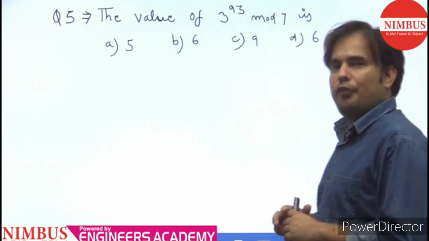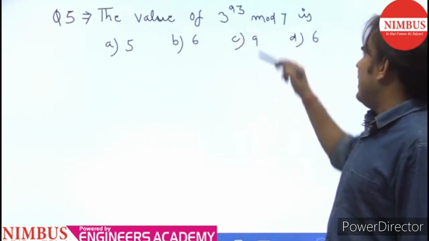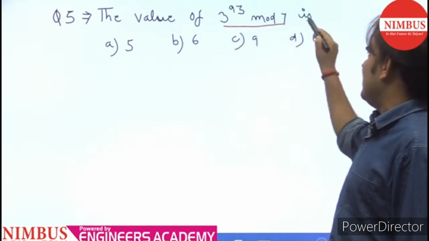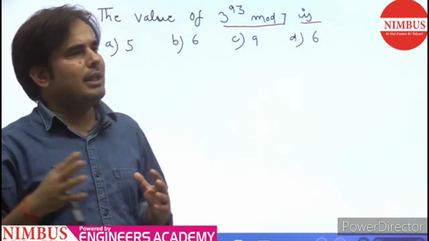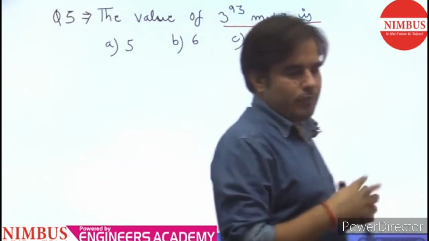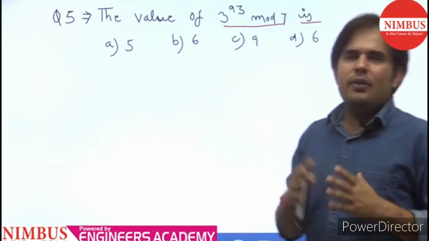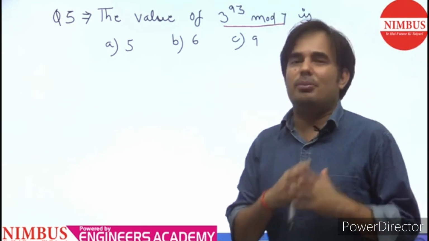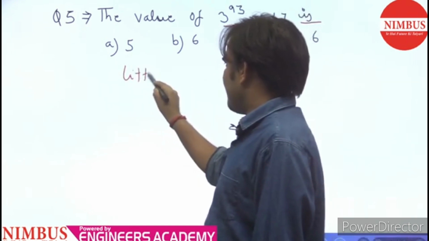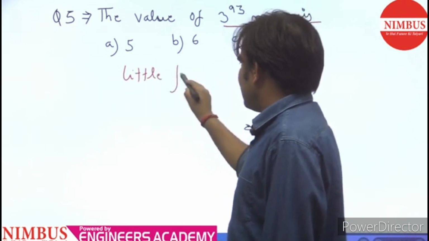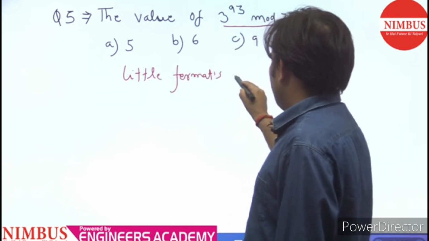This is question number 5. The value of 3 to the power 93 mod 7 is? This is also a good question, and they can ask this type of question. So how can you calculate 3 to the power 93 mod 7? We have Little Fermat's theorem.